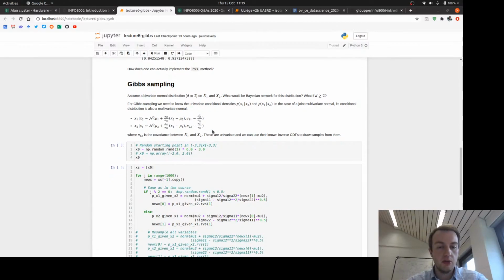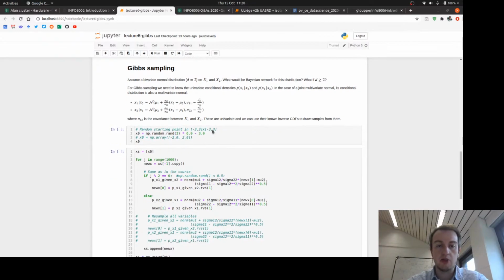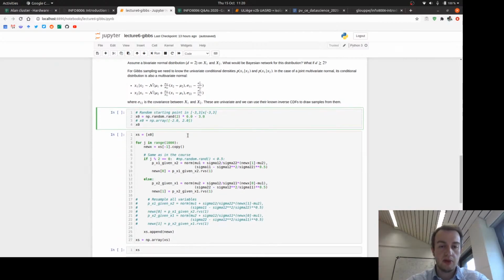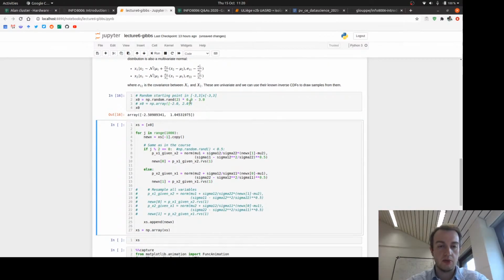So let's just assume that we have access to that and we know that. And we do know how to sample from a univariate normal distribution. What we do not know is how to sample from a multivariate normal distribution. So we could just implement the Gibbs sampling procedure. I would start with some random initialization of the state of the network, some random vector x0, with the value minus 2.5 for x1 and plus 1.04 for x2.